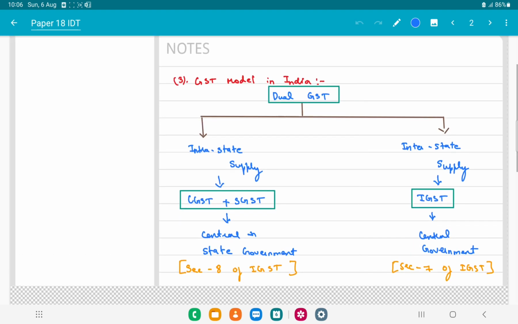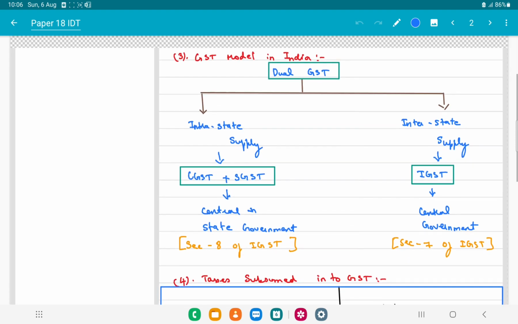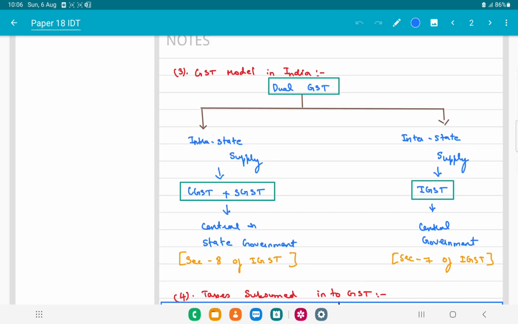Next, GST model in India. How does it work in India? There is a dual model. Okay, it is a dual model in India. You have to see that there is an intra-state supply, and also there will be interstate supply of transactions. If there is an intra-state supply, CGST, SGST will be imposed. If there is an interstate supply, IGST will be imposed.